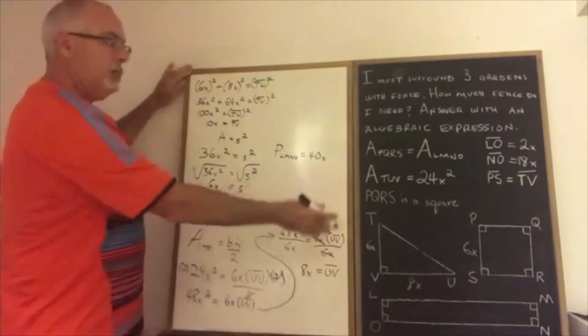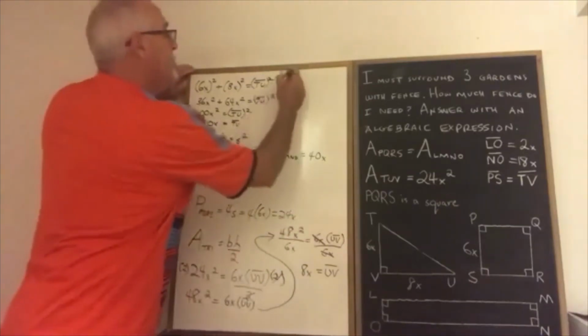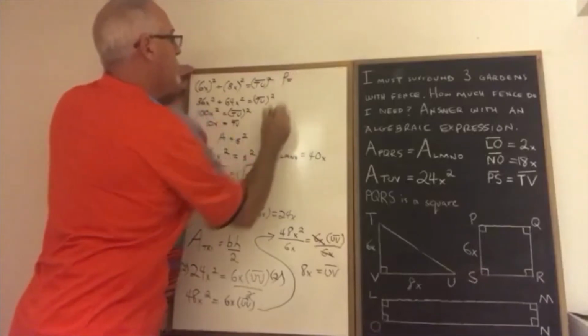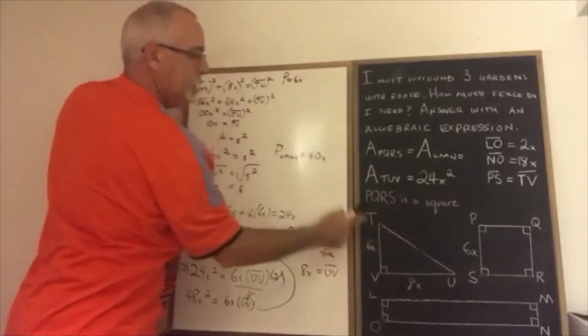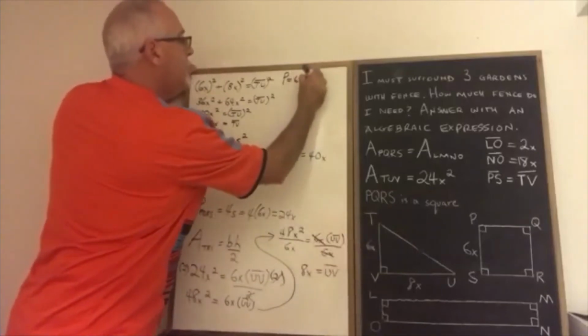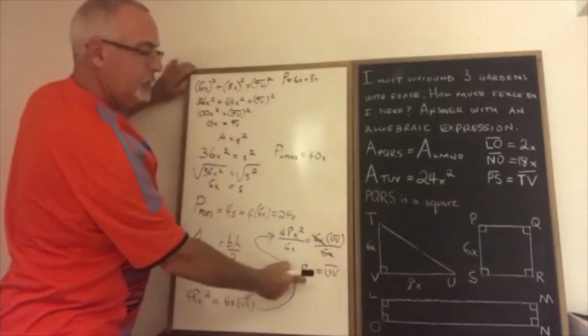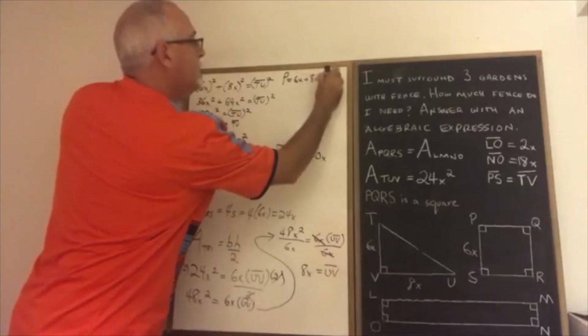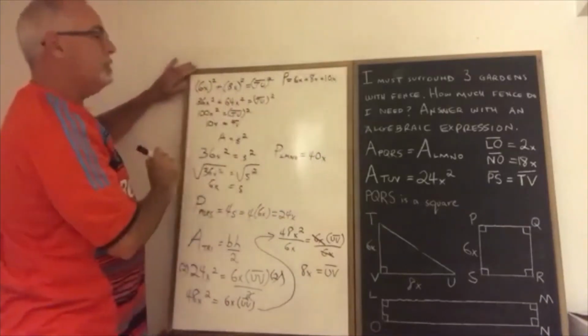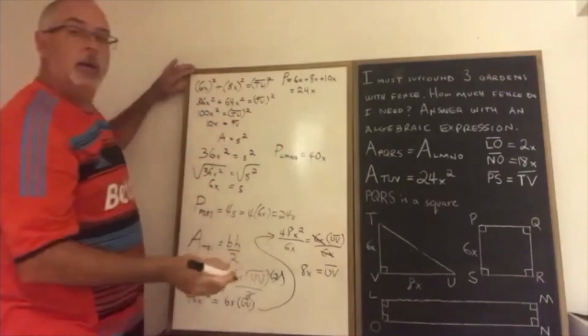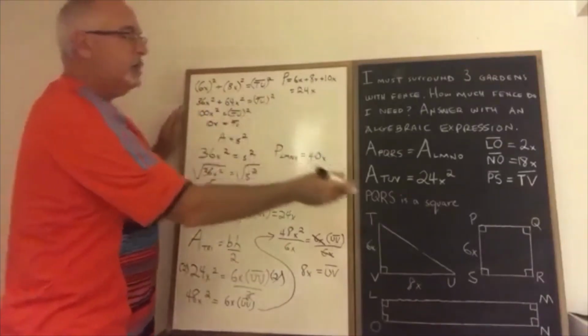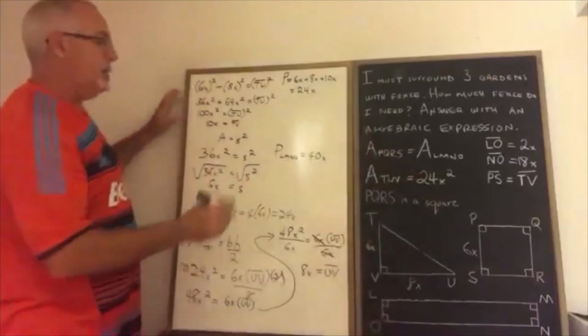Now we can find the perimeter of our triangle. The perimeter is going to be equal to the 6x that we found earlier in the problem, TV, plus the 8x that we found here for UV, plus the 10x that we just found with Pythagoras, and that gives us a total of 24x. We have to add that perimeter to the perimeters of the rectangle and the square.